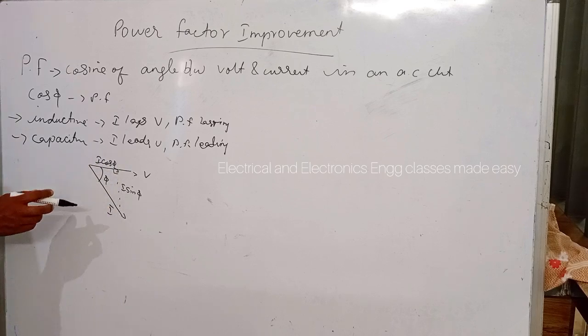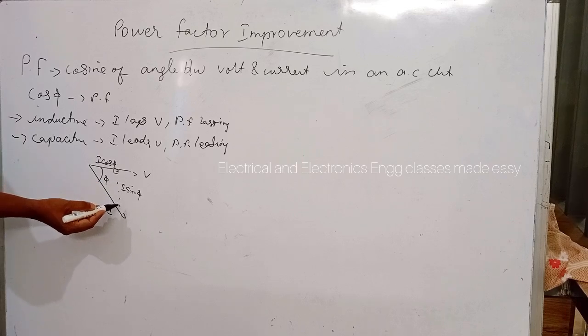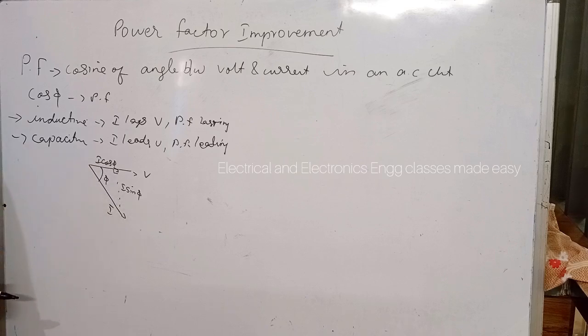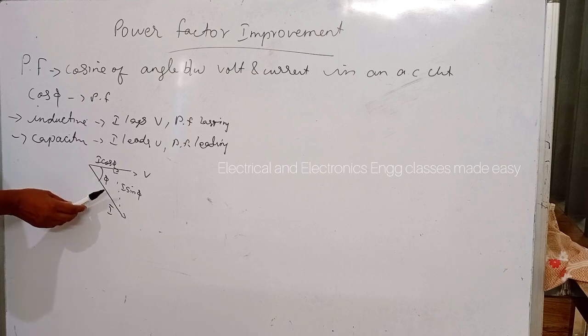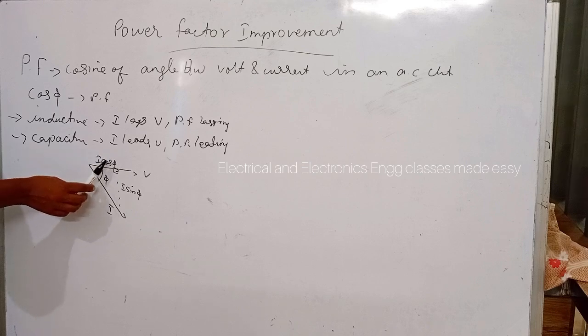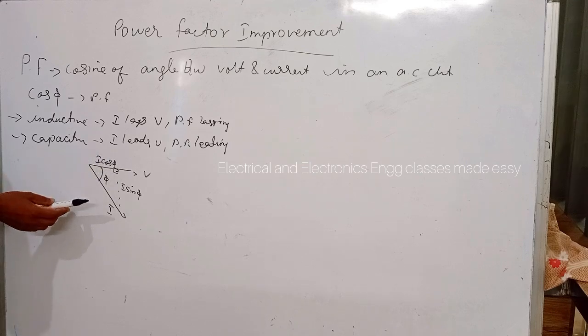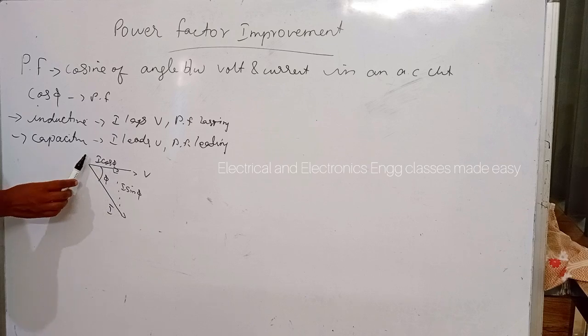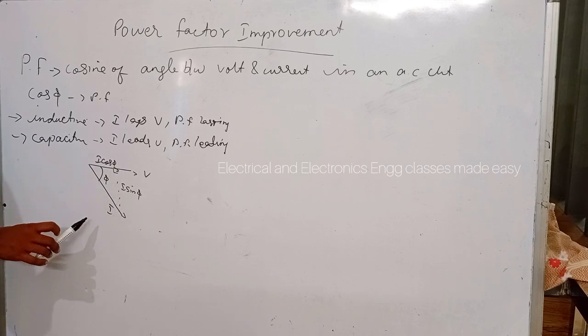Here I cos phi is known as the active or wattful component, and I sin phi is called the reactive or wattless component. And here the reactive component is a measure of the power factor. If the reactive component is small, then phase angle phi is small and hence power factor cos phi will be high. Therefore, a circuit having small reactive component will have high power factor and vice versa.